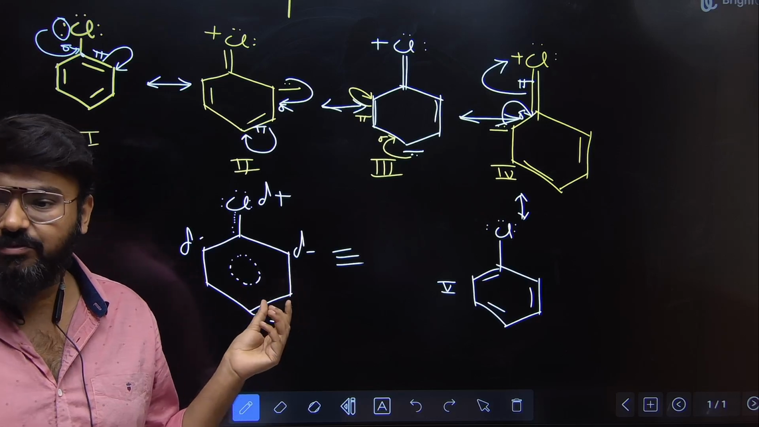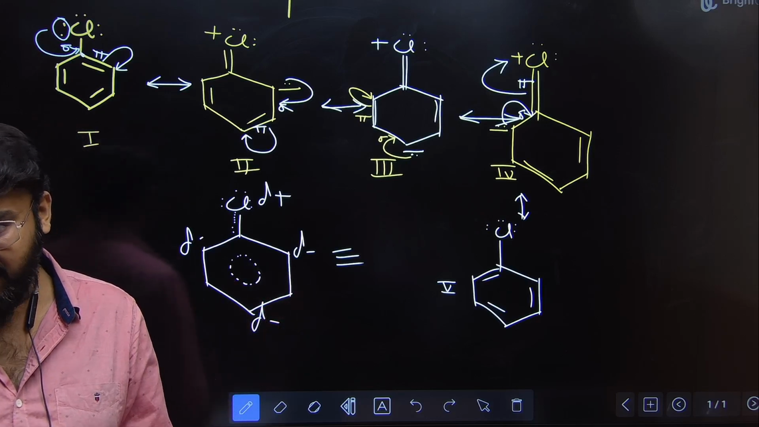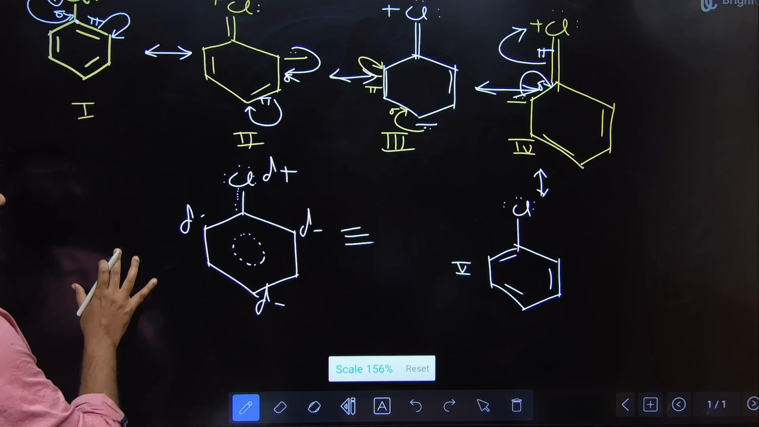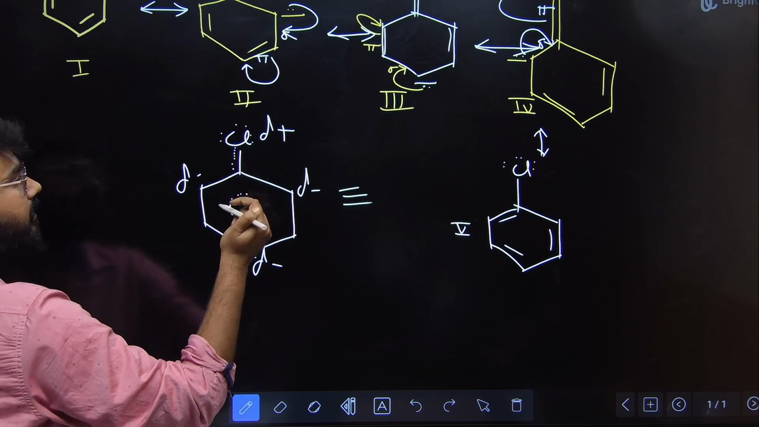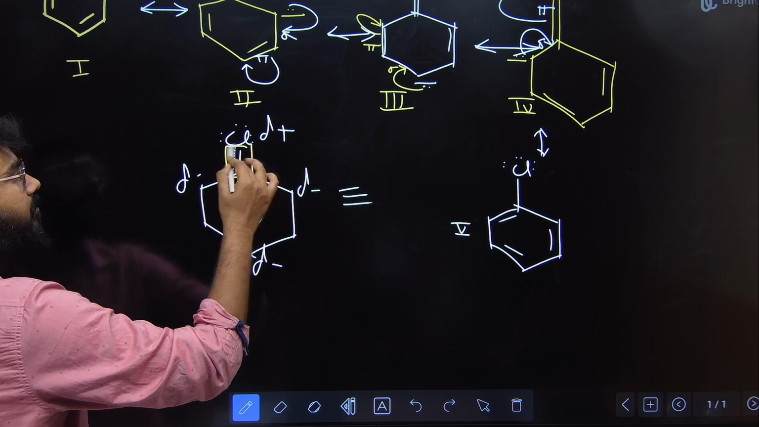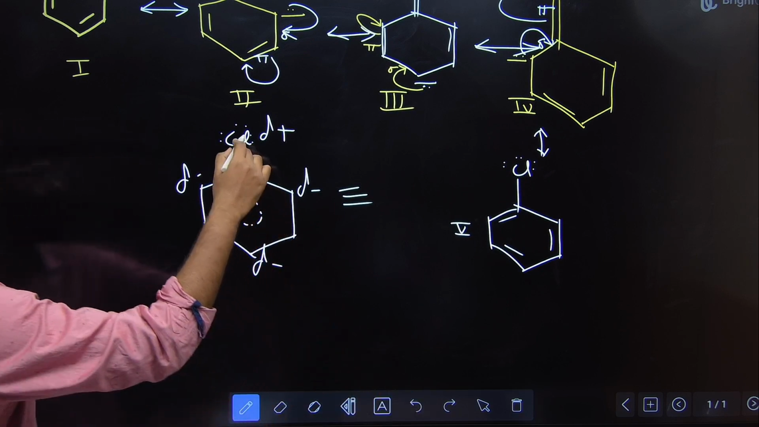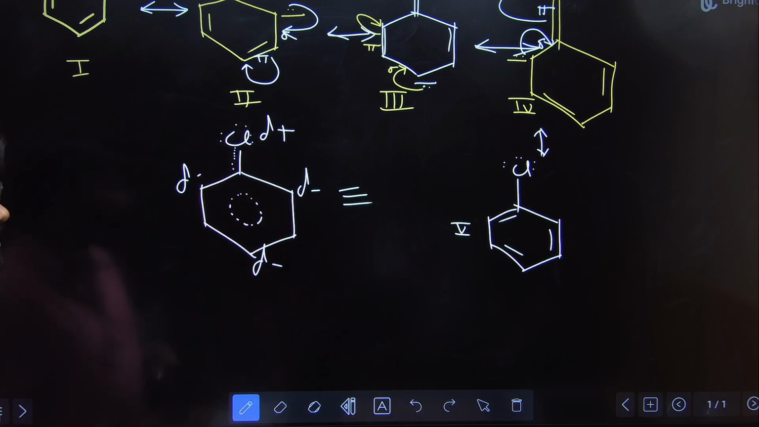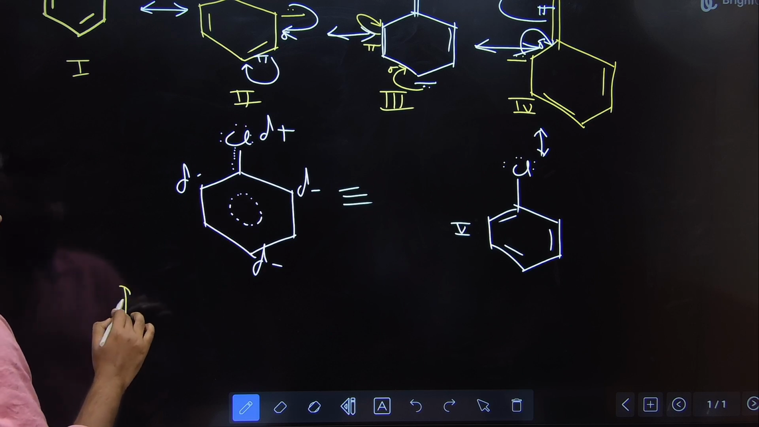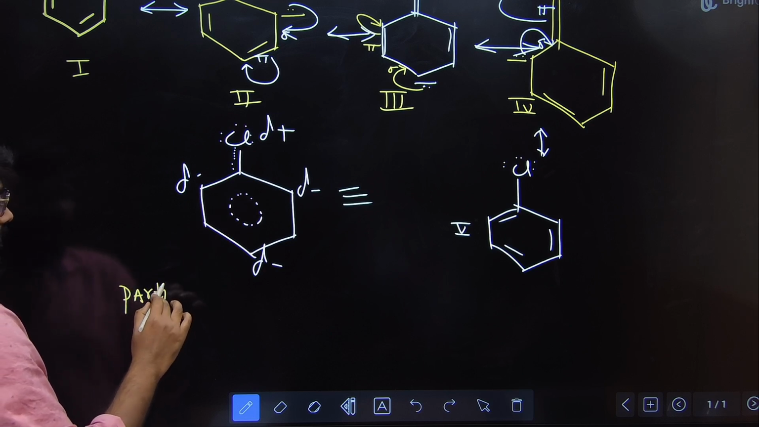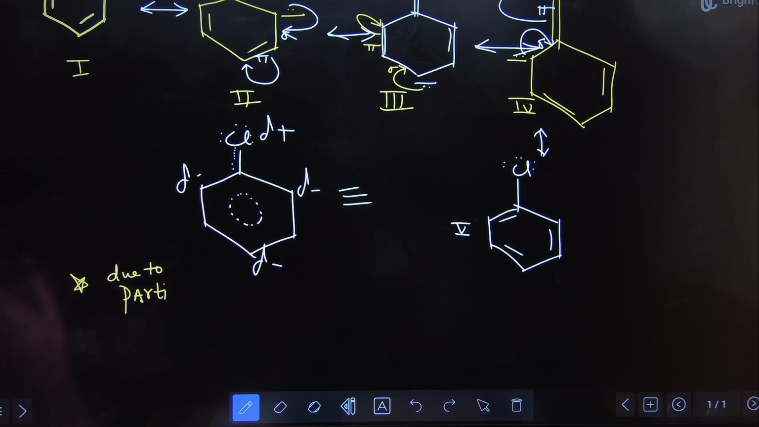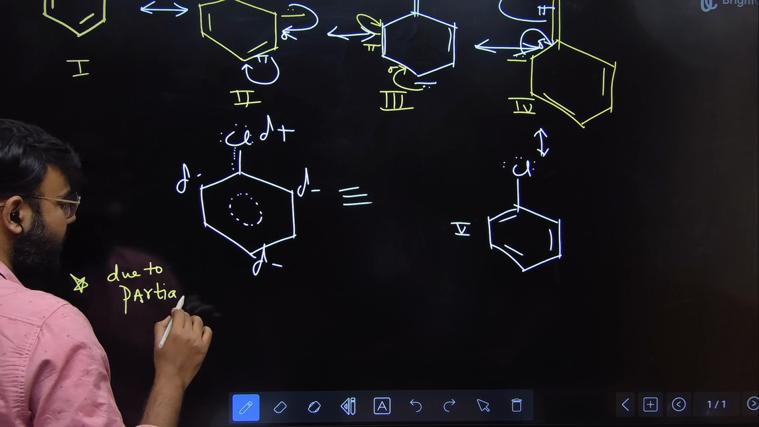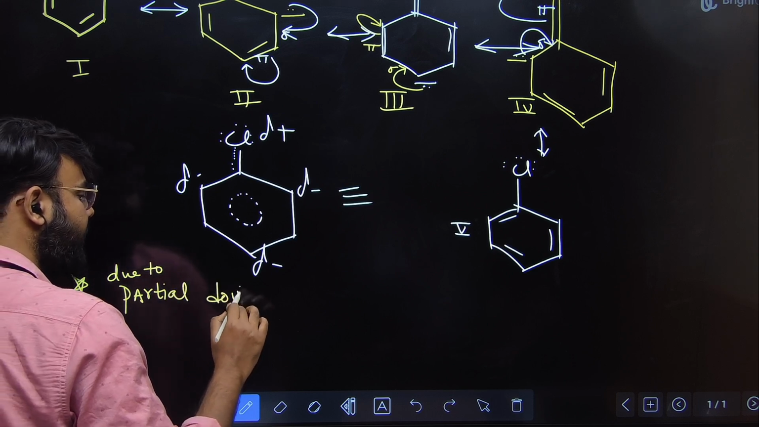Now, if you look at this structure carefully, you will see there is a partial double bond character between chlorine and carbon, right? So you can write, due to, it's an important point that I am mentioning here, due to partial double bond character, right?